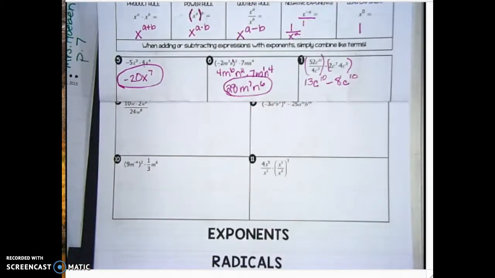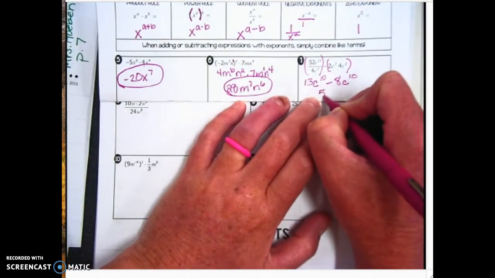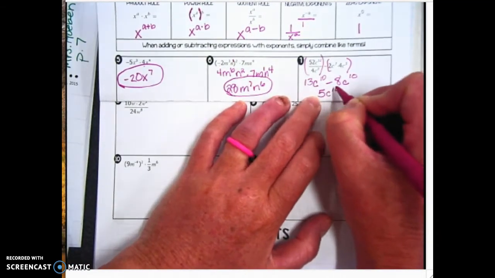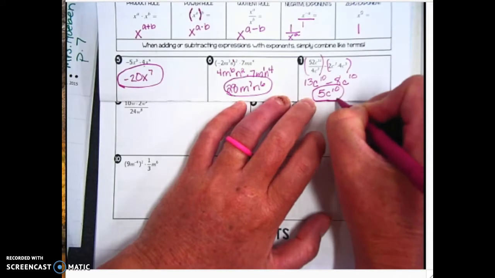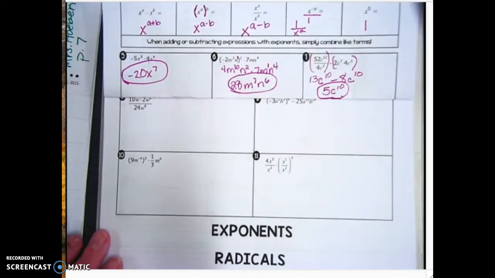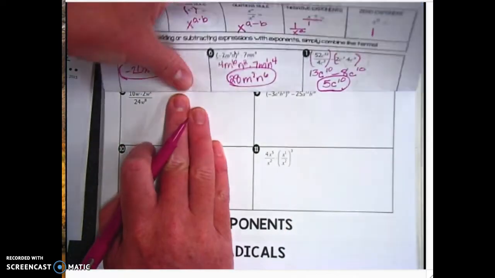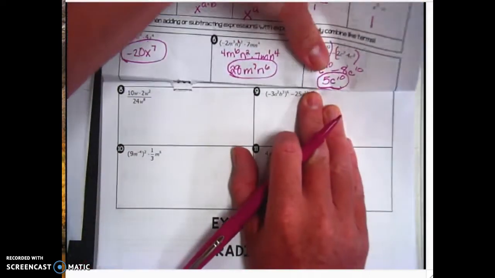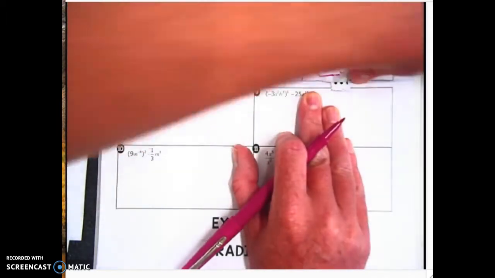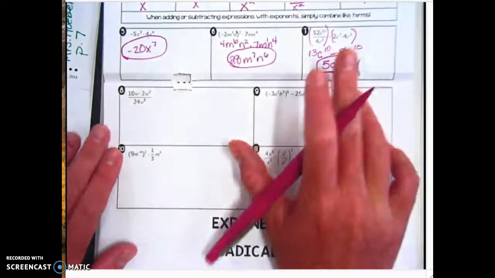Now, normally you'd stop here, but hopefully you notice that, oh, those are like terms, right? So we can combine them. So 13 minus 8 is 5, so this is 5c to the 10th. That's box number 7. Pull this up a little. See number 8. All right, there we go.